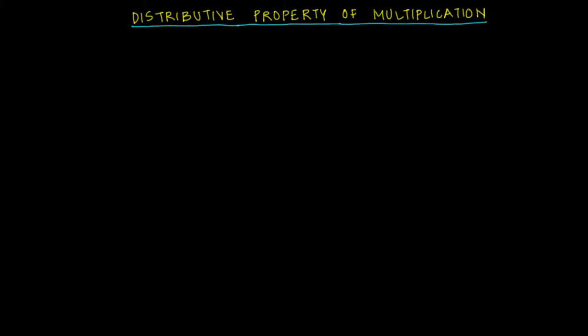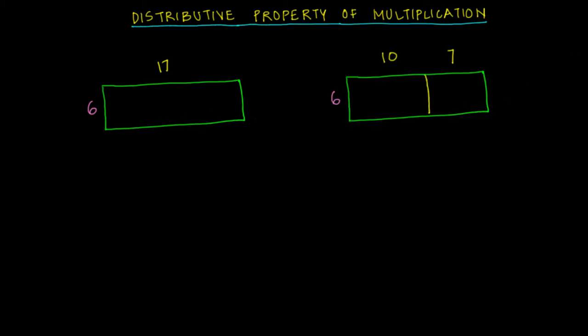In this video, we will look at the distributive property of multiplication. So consider this visual. You have a rectangle that has a side of 6 and the other side is 17. Can we find the area of this rectangle by actually splitting it into two different rectangles like this?